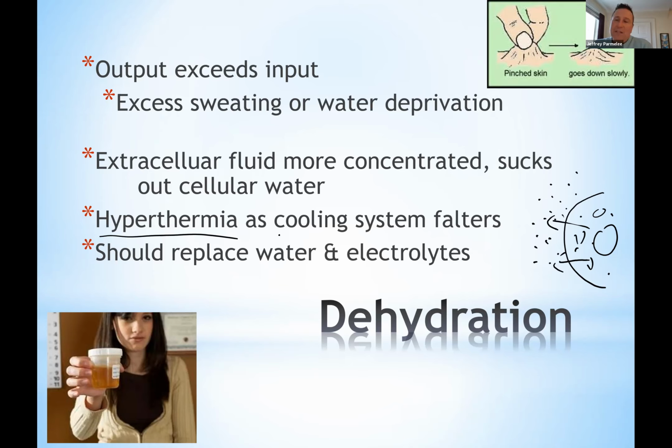And of course, when you dehydrate, you guys know you don't want to just drink distilled water. You want to replace the water and the electrolytes too. And we'll talk a lot more about dehydration. You can see your urine output decreases a lot. Your kidneys decide to be stingy with the water. And your urine becomes small in amount and dark.